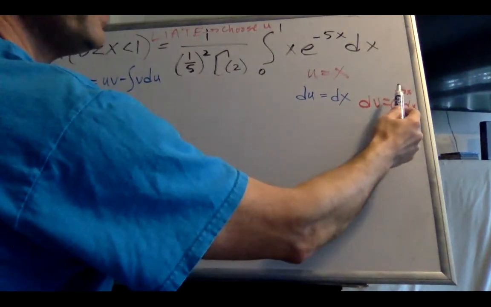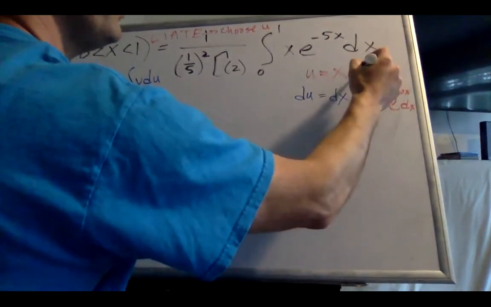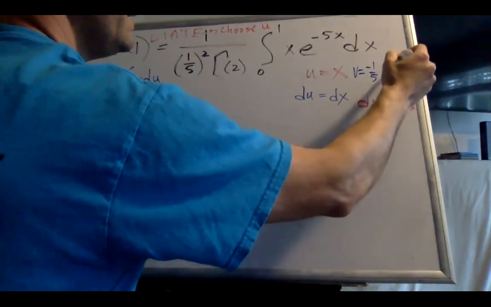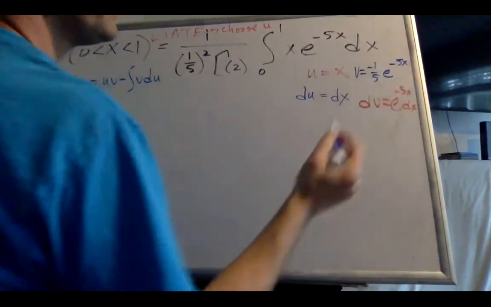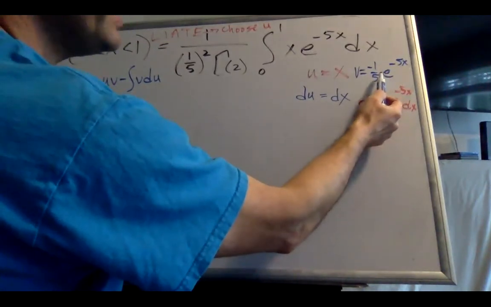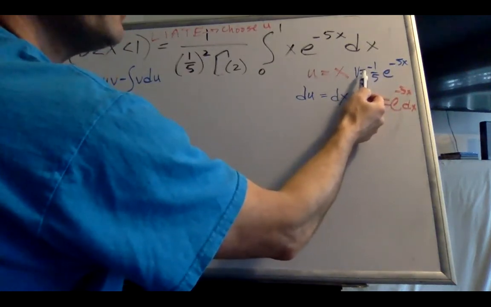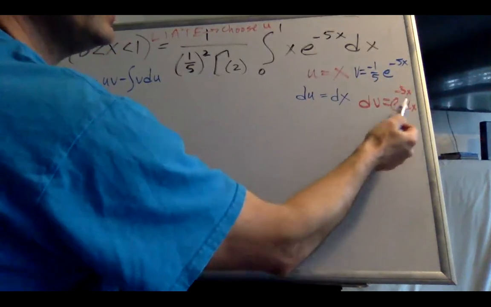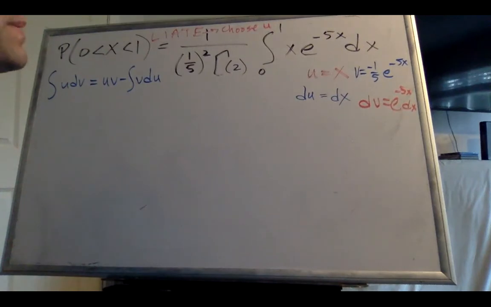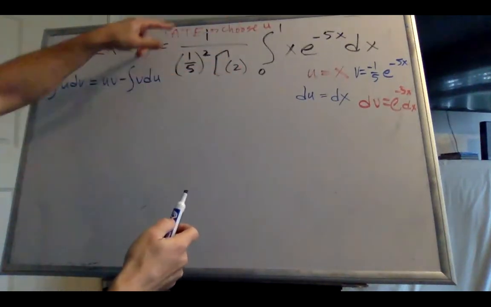So e to the minus 5x, the antiderivative of that is actually, v would be negative 1/5 e to the minus 5x. And if you take the derivative of this, you can see that that's what we have here. So the derivative of this would be e to the minus 5x times negative 5. And that negative 5 times negative 1/5 would be the positive that you need. So verify that if you need to. Come into office hours if you're not getting this. All right, so now we can make this problem turn into this problem. Let's clean up the constant out front.